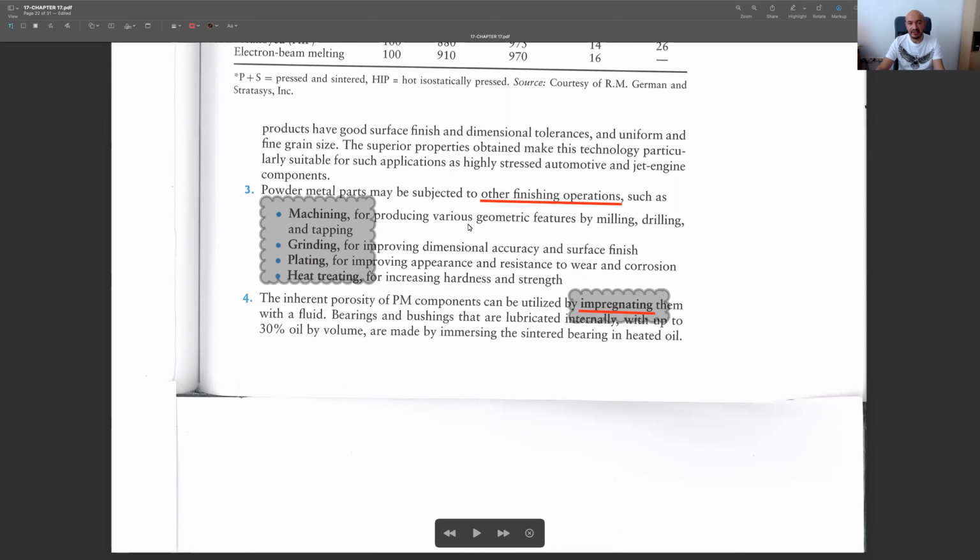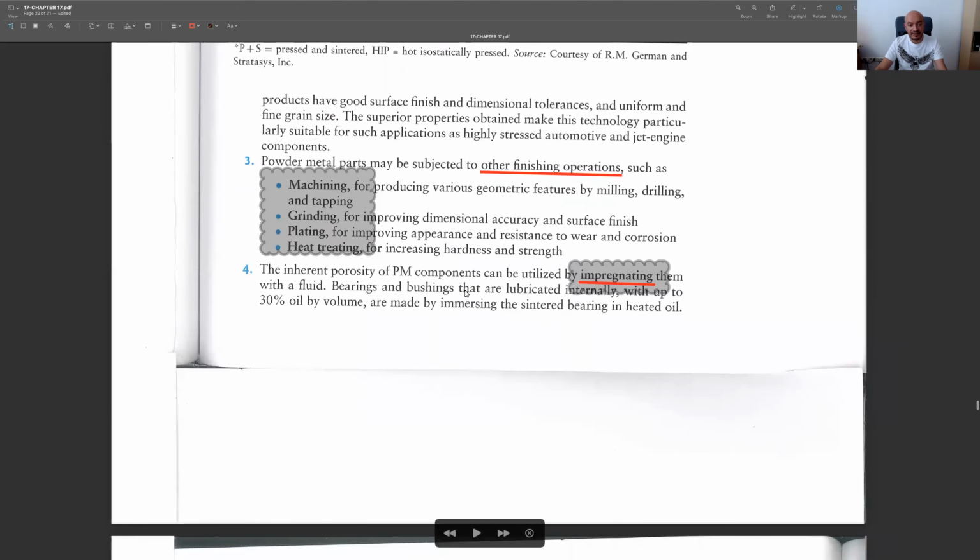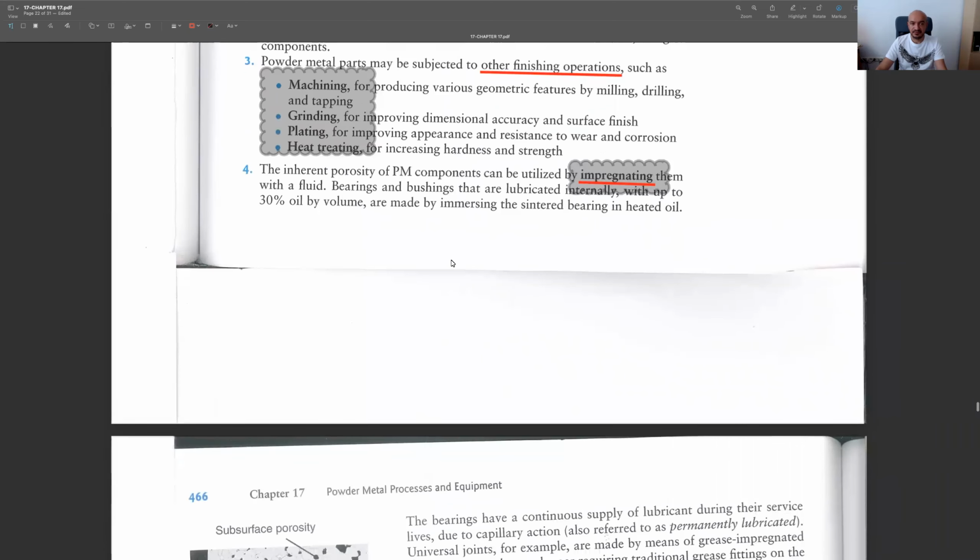For instance, with machining, you may change the geometric properties of your part. With grinding, you increase the dimensional accuracy and surface quality. With plating, obviously, the appearance changes, and you may increase the life of your part by applying some special coating, which is highly resistant to corrosion. Further, you may do extra heat treating. With the help of it, the overall strength and hardness may be improved.